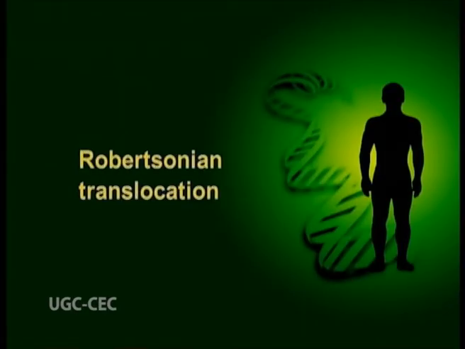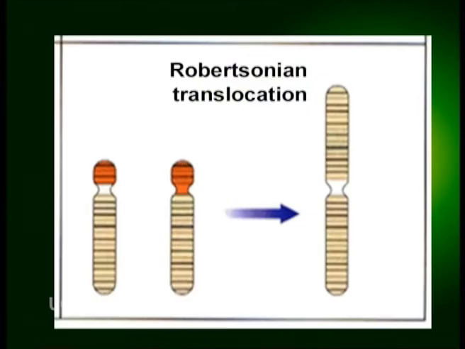Robertsonian translocation is generally associated with the acrocentric chromosomes, where the satellites break and the two chromosomes join together to make one single chromosome. That is called Robertsonian translocation.